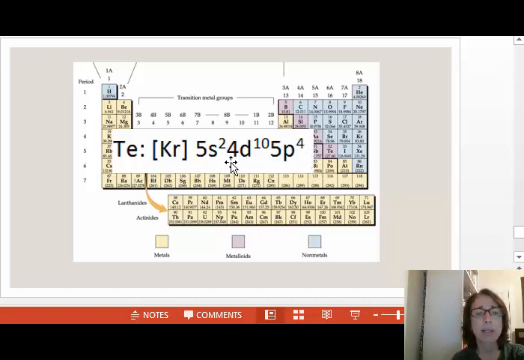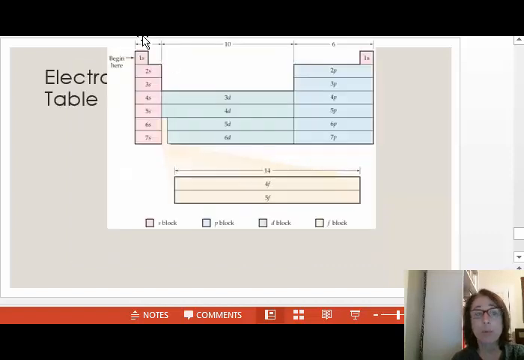You probably noticed that in the electron configuration for tellurium, the D subshell has a shell level 1 lower than the S and the P subshells. In the D block, the shell being filled is 1 lower than the period. In the 4th period, the 3D subshell gets filled. In the 5th period, the 4D subshell gets filled. The F block is 2 shells lower than the period. In the 6th period, the 4F subshell gets filled, while in the 7th period, the 5F subshell gets filled.